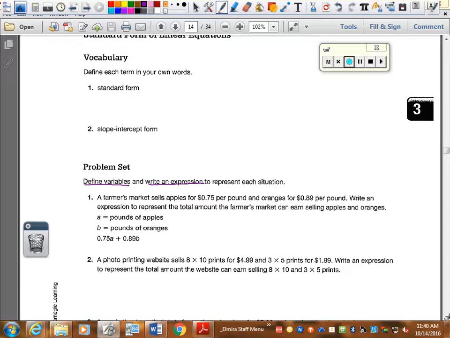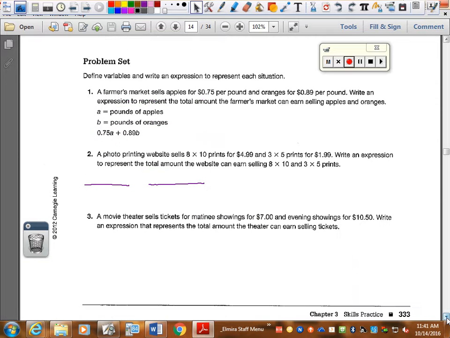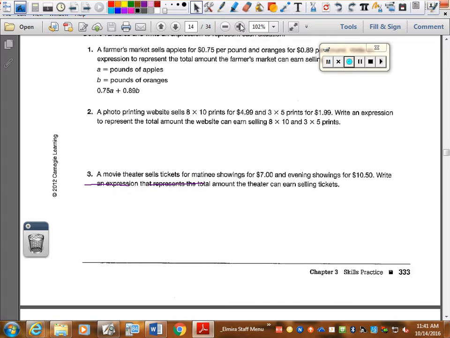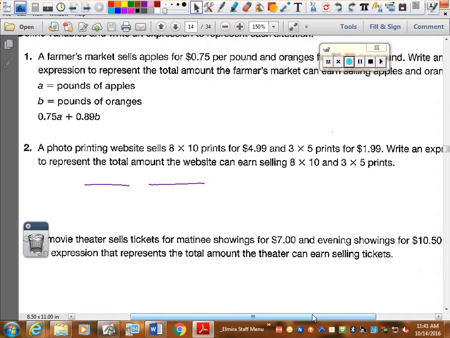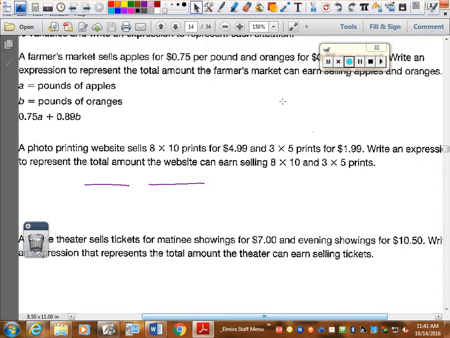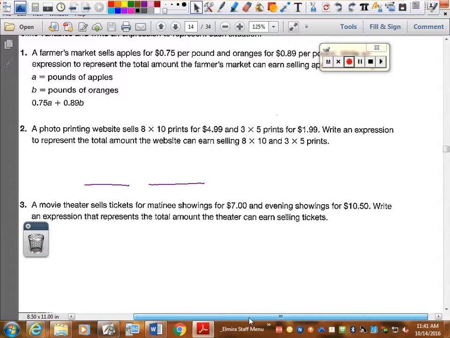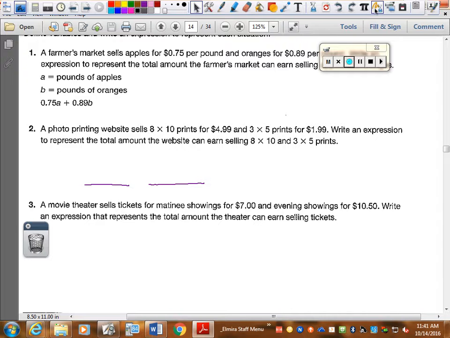So you can see the example in number 1 and read that. But if I were doing number 2, let's blow this up a little bit. Okay, here we go. Number 2 says a photo printing website sells 8x10 prints for $4.99 and 3x5 prints for $1.99. Write an expression to represent the total amount the website can earn selling 8x10s and 3x5s.